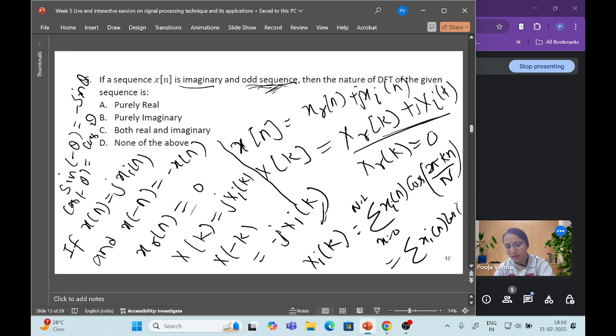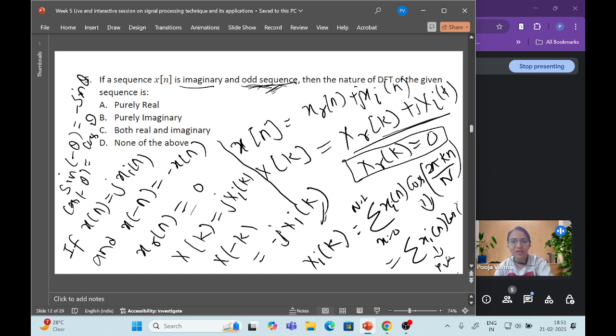Okay, so what we have got is purely real only. If you write the whole equation X_R(k) plus X_I(k), putting X_R(k) as the real part will be 0, and taking this sequence, we know that x of minus n is equal to minus x of n. So if we put minus in all the places, cos of minus theta will equal cos theta. So what equation are you getting? You are getting the same equation.